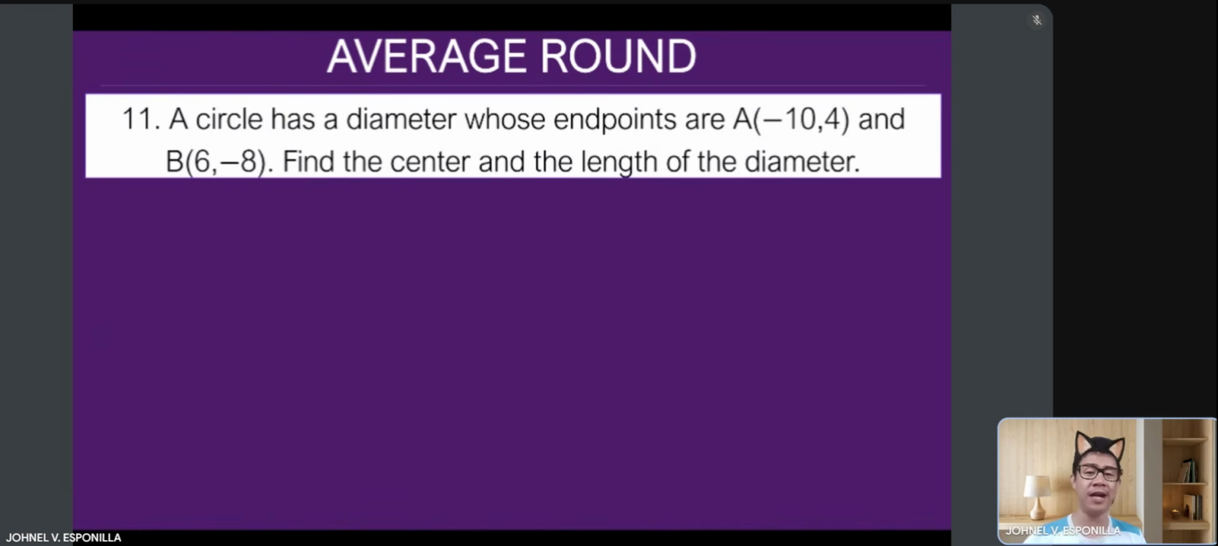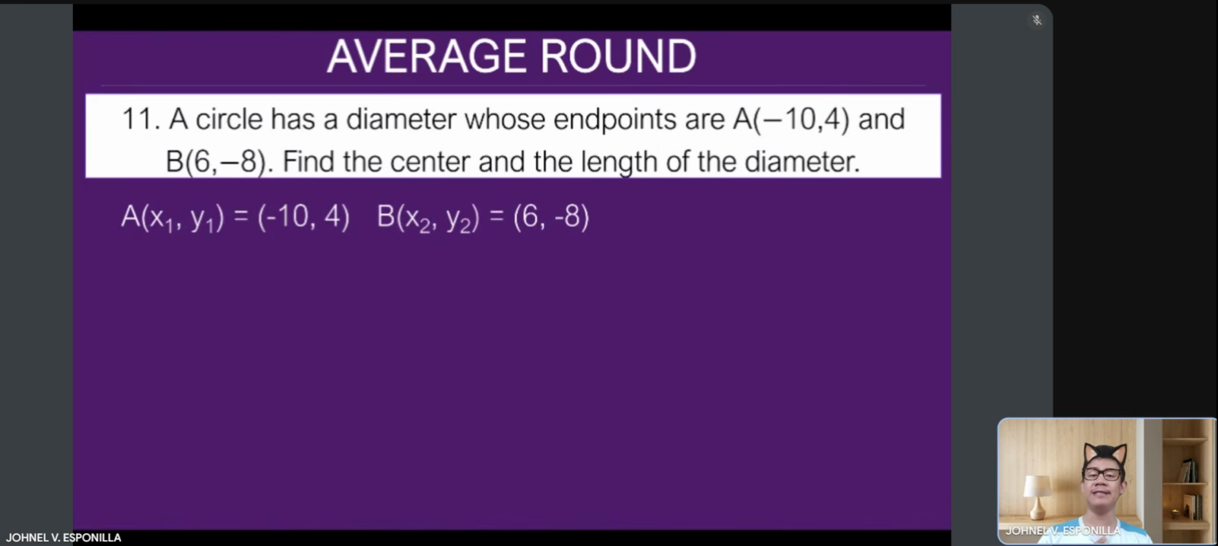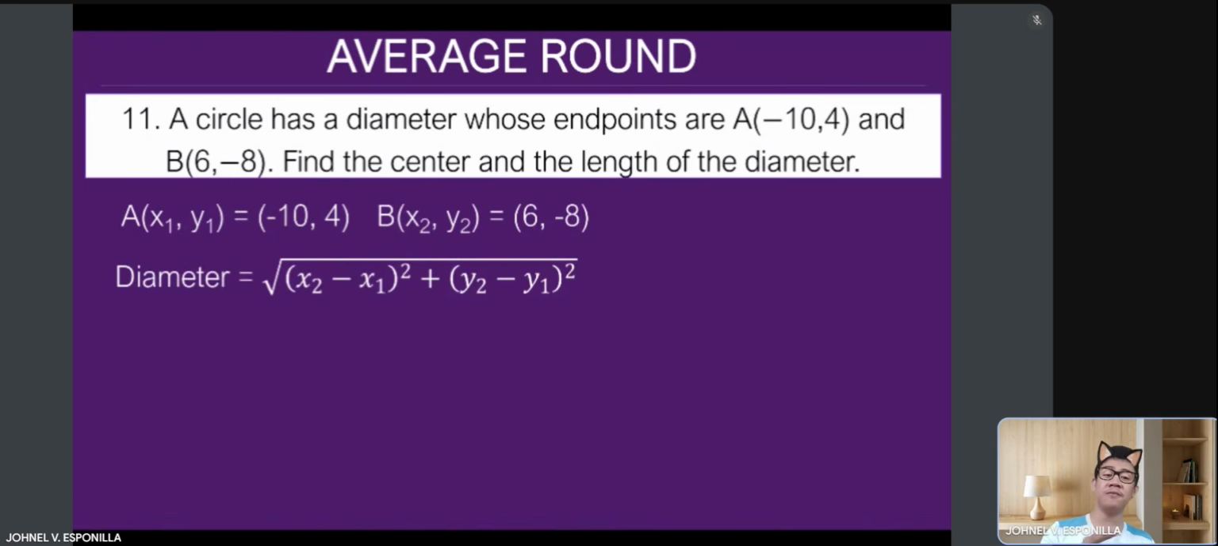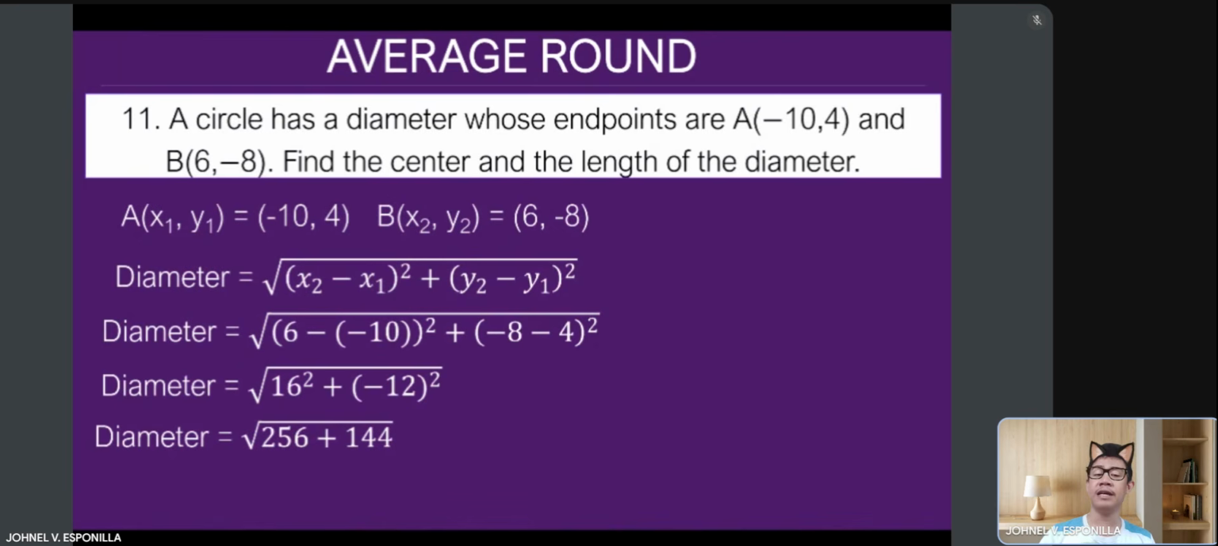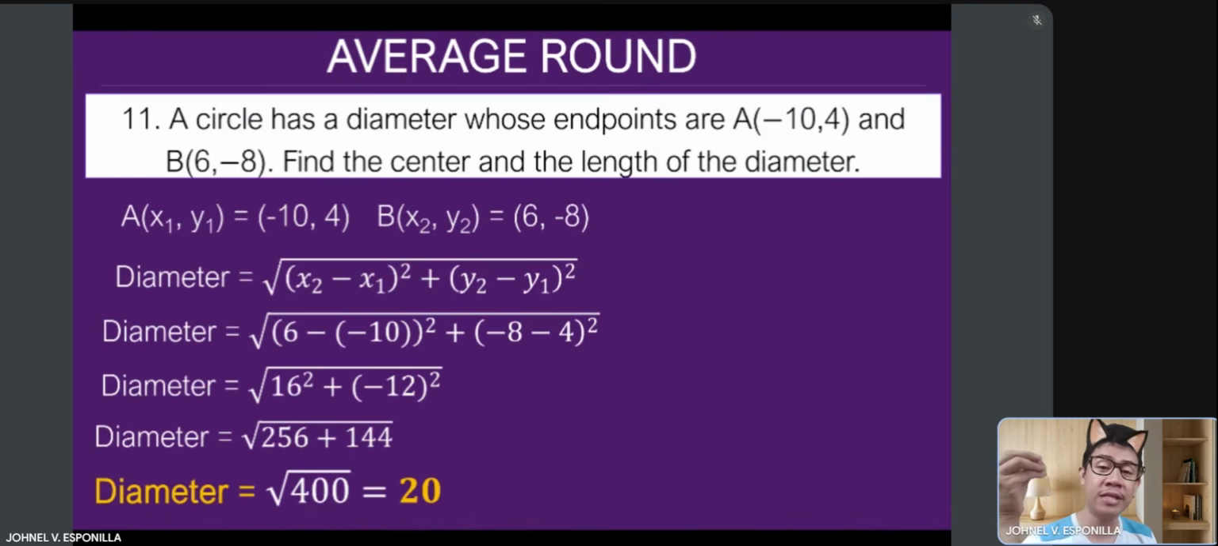So dalawang formula again. Ito po yung given natin. Use the distance formula to get the length of the diameter. Then substitution tayo. Double negative becomes positive. And then do the addition or subtraction. Get the square. Then add the squares. And square root of 400 is 20. The diameter is 20. So, hindi na natin kailangan hanapin si radius kasi hindi naman siya hinihingi. Pero, in any case, kung hinihingi po ang length ni radius, what's the answer? The answer is half of 20 and that is 10.